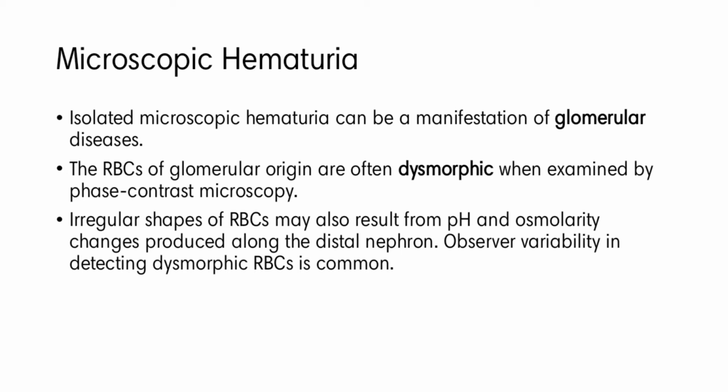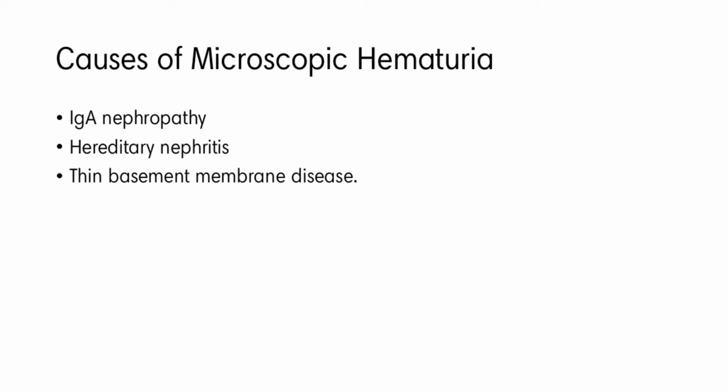Microscopic hematuria. Isolated microscopic hematuria can be a manifestation of glomerular diseases. The RBC of glomerular origin are often dysmorphic when examined by phase contrast microscopy. Irregular shapes of RBC may also result from pH and osmolarity changes produced along the distal nephron. Observer variability in detecting dysmorphic RBC is common.